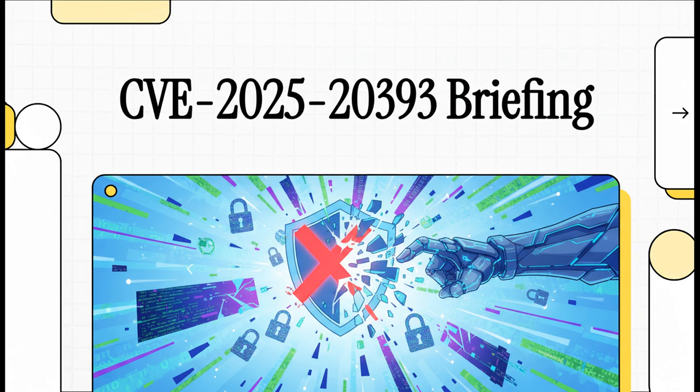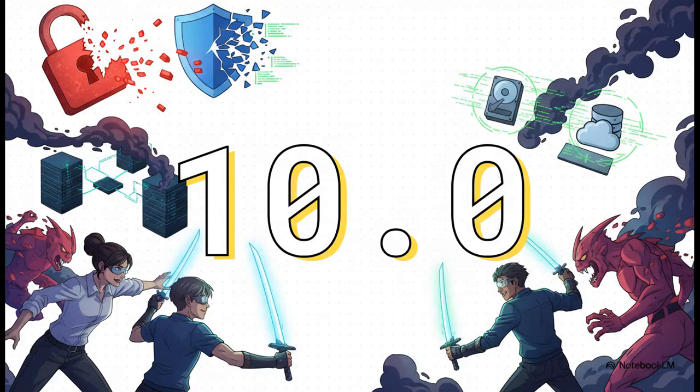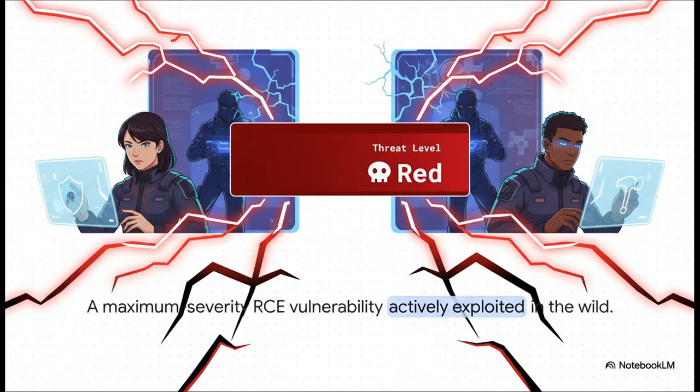needs your immediate attention. So the first thing you need to absorb is the severity. This thing is a perfect 10.0 on the CVSS scale. I mean, it doesn't get any higher than that. What does that actually mean? It means a total loss of confidentiality, integrity, and availability on any system that gets hit. Game over. And just to be crystal clear, we are at threat level red.